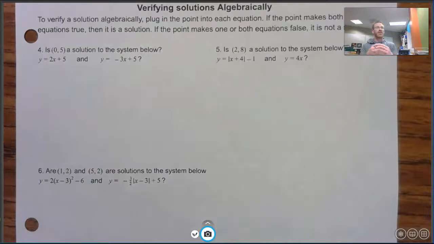And so if a point is on a line, when I plug that point into an equation, it will make that equation true. And then if it makes both equations true, that means it's on both equations, it's a shared point, therefore it would be a point of intersection or a solution.